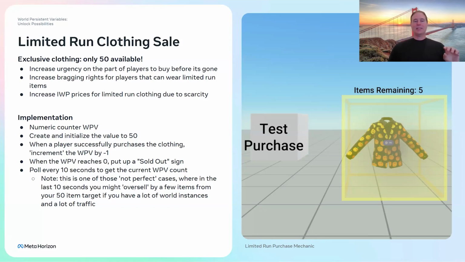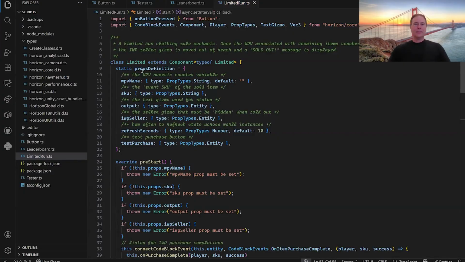This is one of these not perfect cases because in the last 10 seconds, you might oversell your item by a few people. If people are really quickly buying it in a lot of instances, they might subtract into a negative value and you might oversell by a couple. But if you sell 53 of your 50 run clothing, no one's going to count all the individual people and make sure that you exactly did it right. So you're probably okay. So this is an example of this limited run clothing.